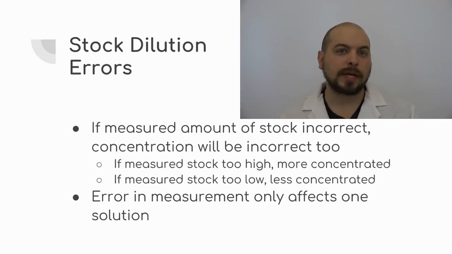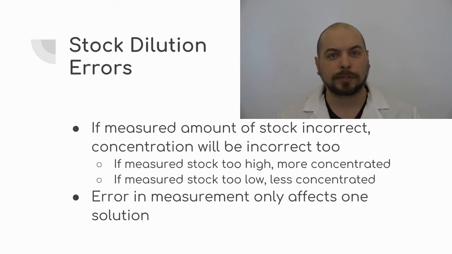I talked briefly about the errors that could be involved in stock dilutions. And overall, it's less prone to error than a serial dilution. Not because any one measurement error is less likely, but more so because any one measurement error only affects that one solution. If we have a situation with stock dilutions where you accidentally measure too little of your solute, your concentration is going to be too low. If you accidentally measure too much of your solute, the concentration is going to be too high.